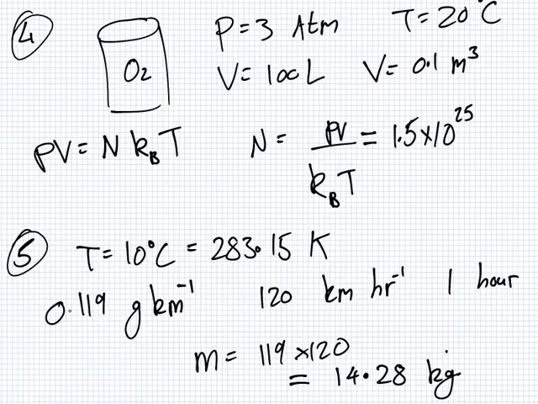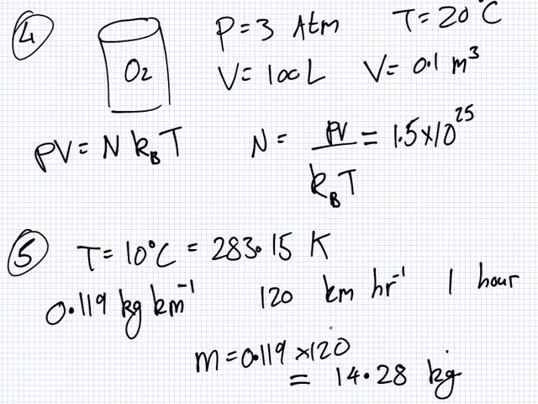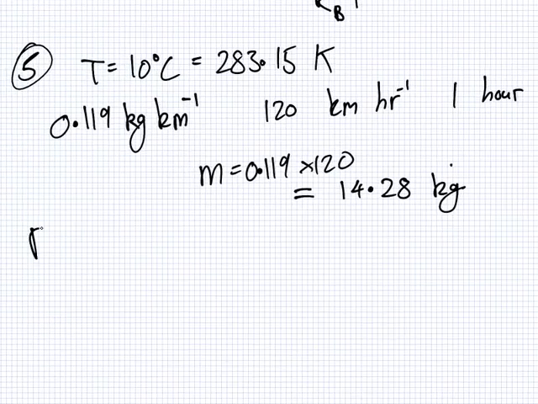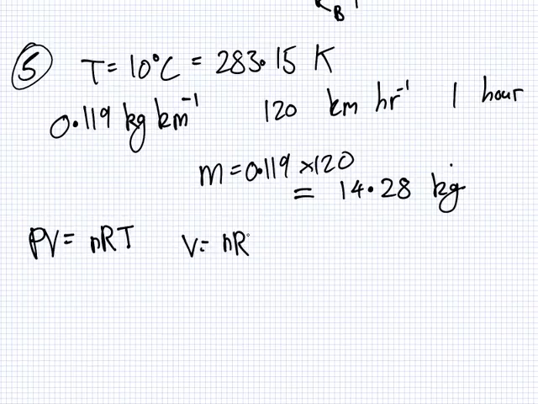If it makes you feel better, you can do it like this at the beginning. Great. Right. Now we have PV equals nRT. And what am I looking for? The V, isn't it? So the V equals nRT over P. Now, I need to work out the n first.